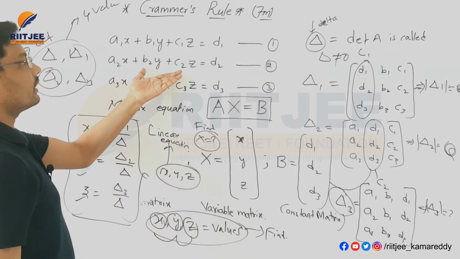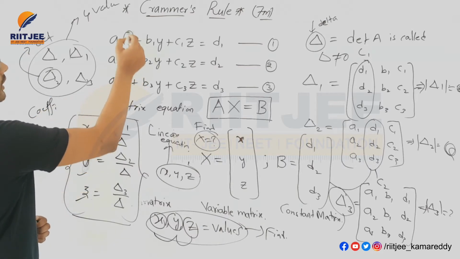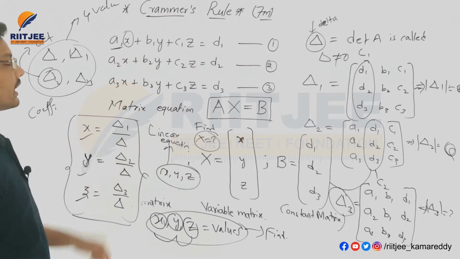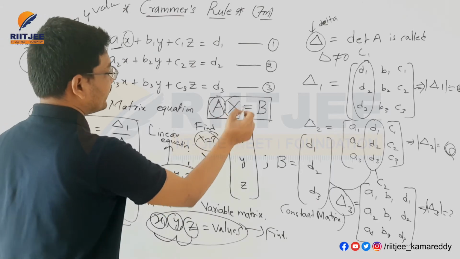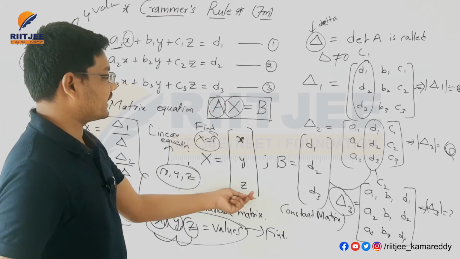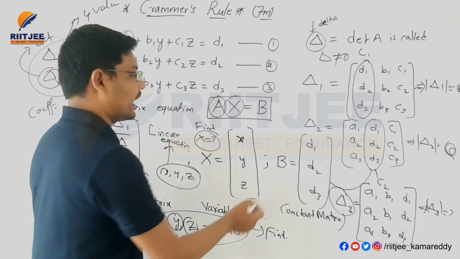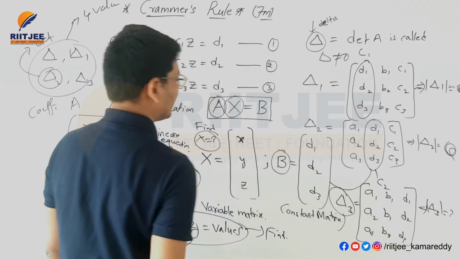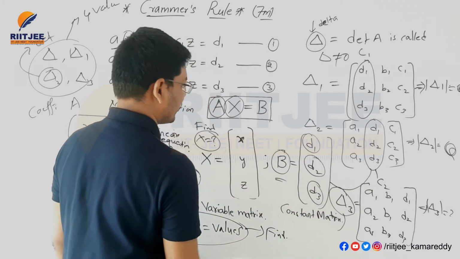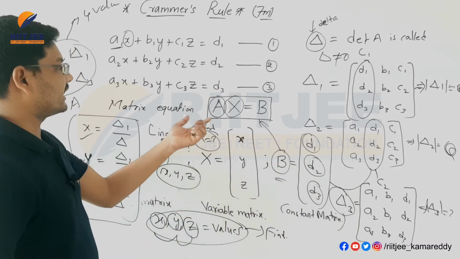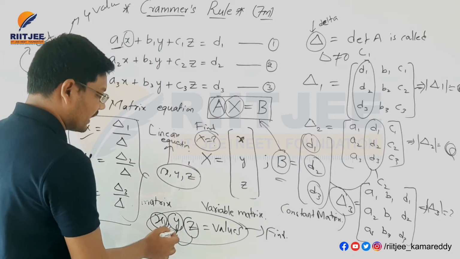From these linear equations, we need to write the coefficient matrix first. The multiplier values of the variables are called the coefficient matrix, denoted by capital A. Then we write the variable matrix: the variables are x, y, z. Finally the constant matrix, with d1, d2, d3 as constant values, is denoted by capital B. Our matrix equation is Ax = B. The ultimate goal is to find the values of x, y, z.